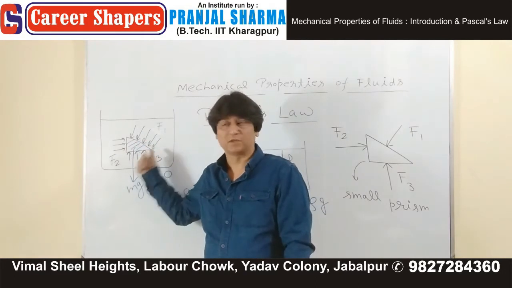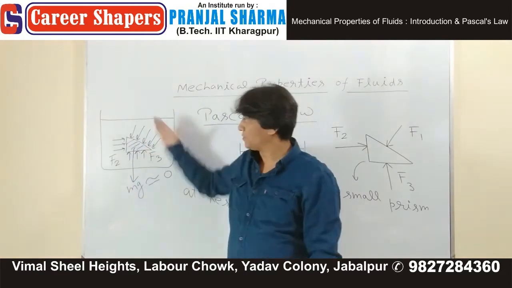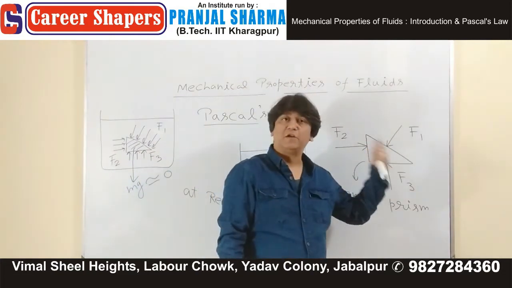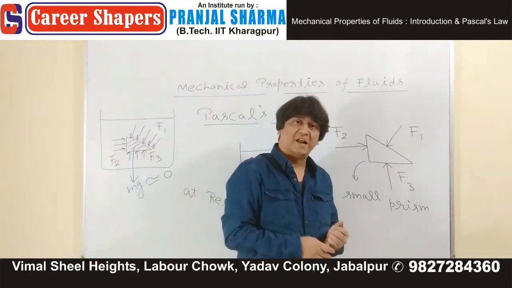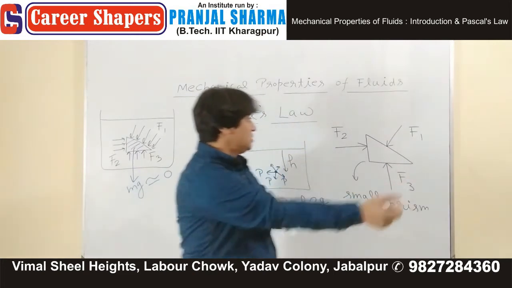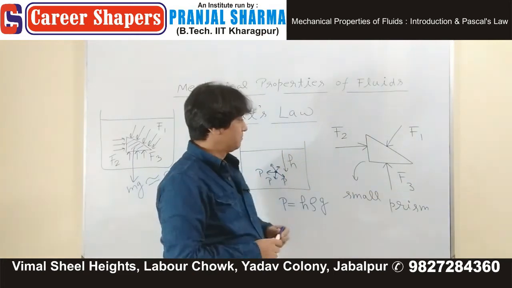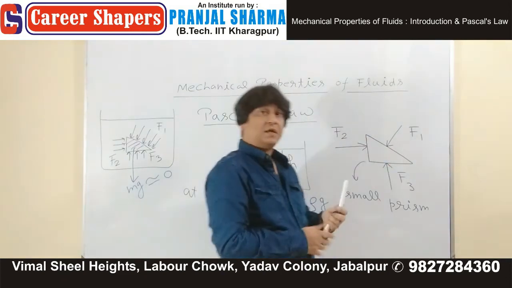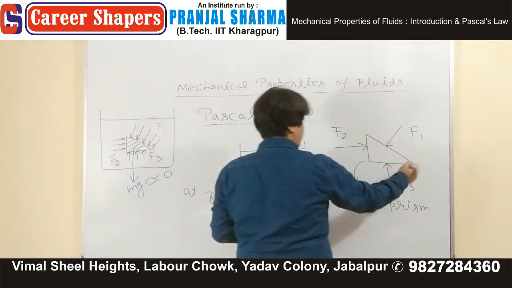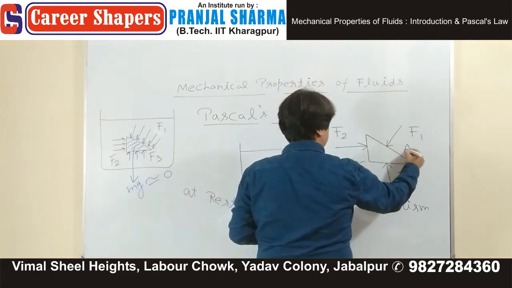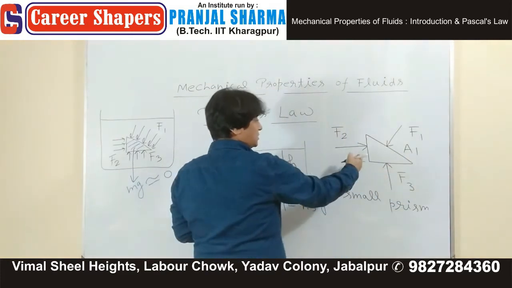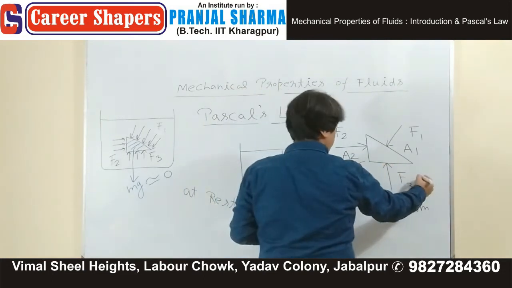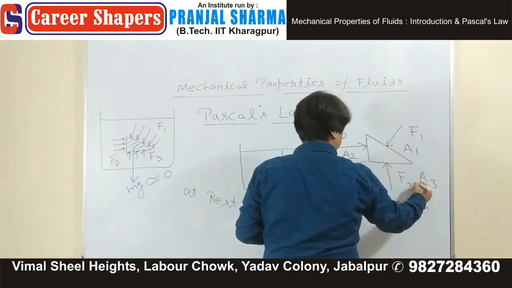Triangular prism like this. Forces coming from this side, this side, this side, they are represented by this, and we are interested in what? Normal reaction forces. So all the forces are perpendicular. Pressure on this side, let's say this surface area is A1, similarly this surface area is A2, and the bottom surface area is A3.